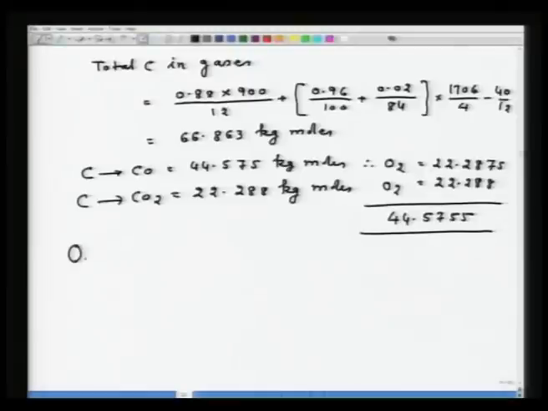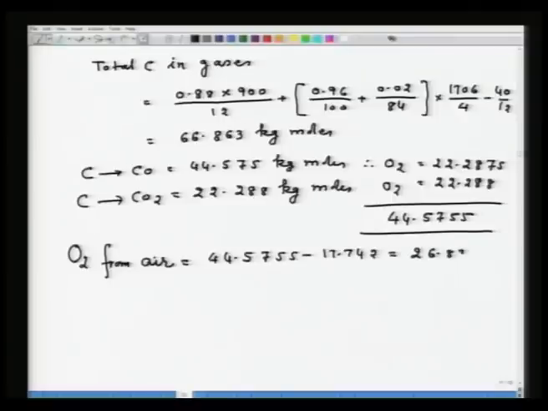So, O2 from air would be 44.5755 minus the one which is available from the charge, which we have calculated as 17.742, that will be equal to 26.833 kg moles. So, therefore, the amount of air will be 2862.24 meter cube. That is how you will be calculating the amount of air.